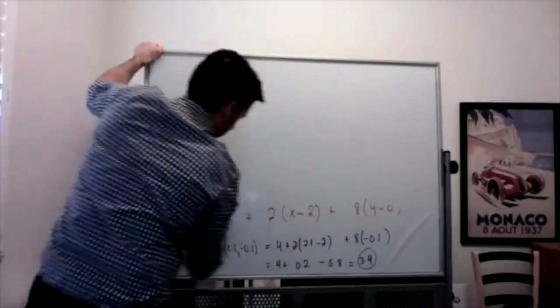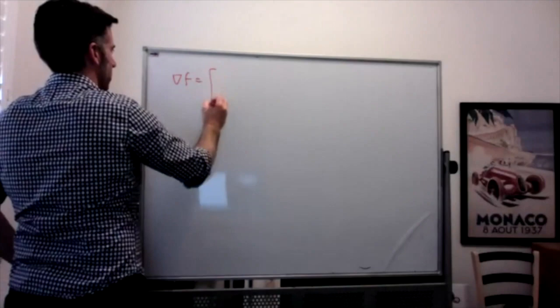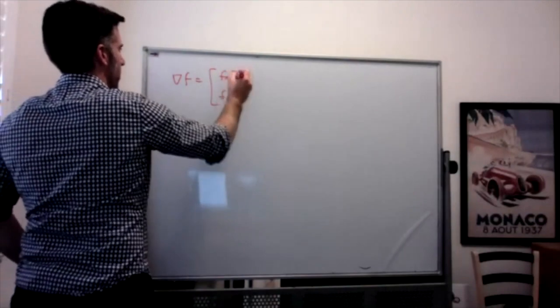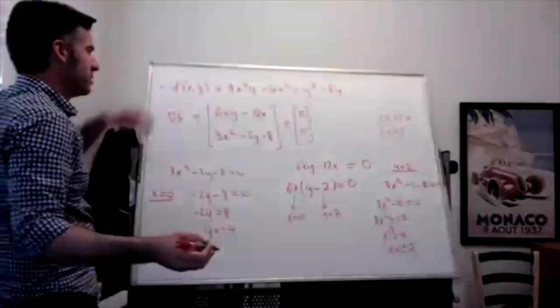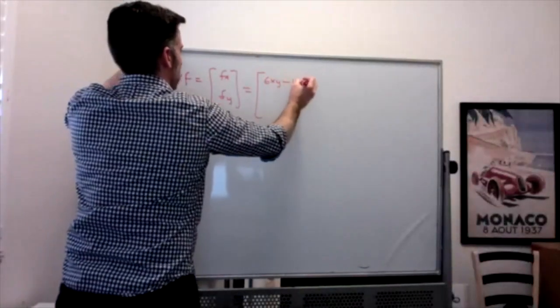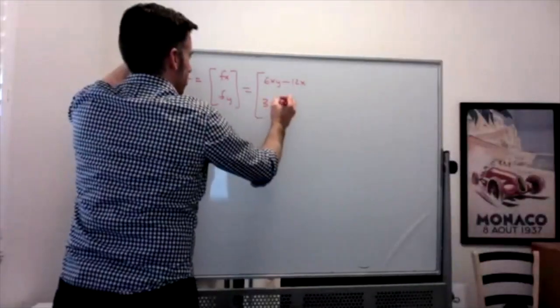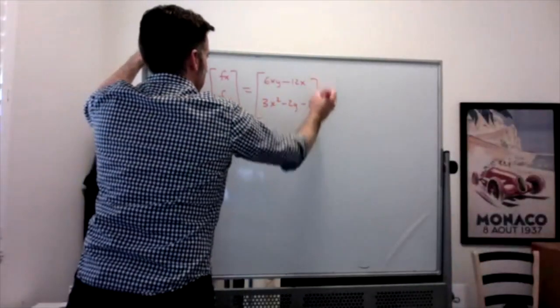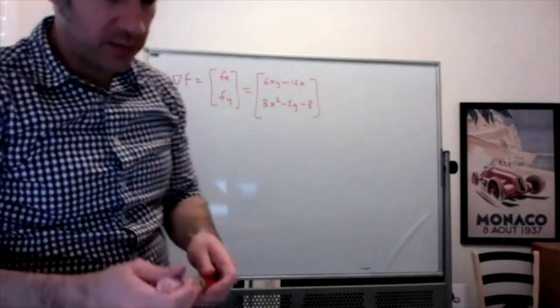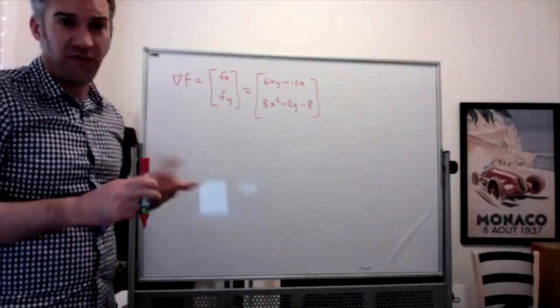So if I was calculating D, I would use this, right? I'd be like, oh yeah, there's my gradient, which is fx, fy, which was 6xy minus 12x and 3x squared minus 2y minus 8. Right, because you've already got your first partials there. Don't do more work than you have to. Don't repeat. You've already found the first derivatives, don't find them again.